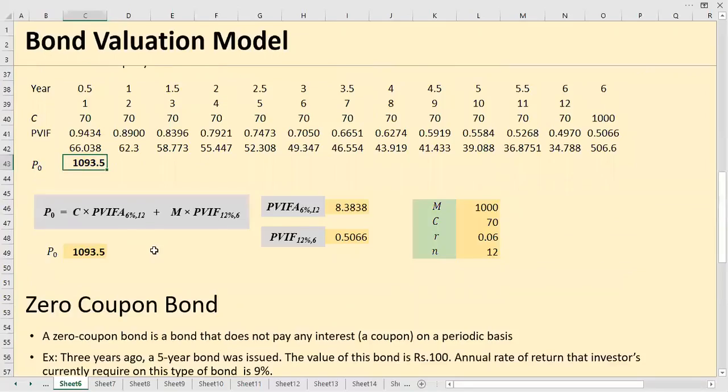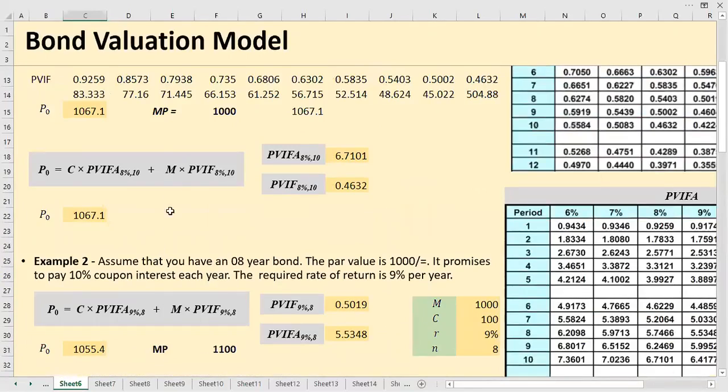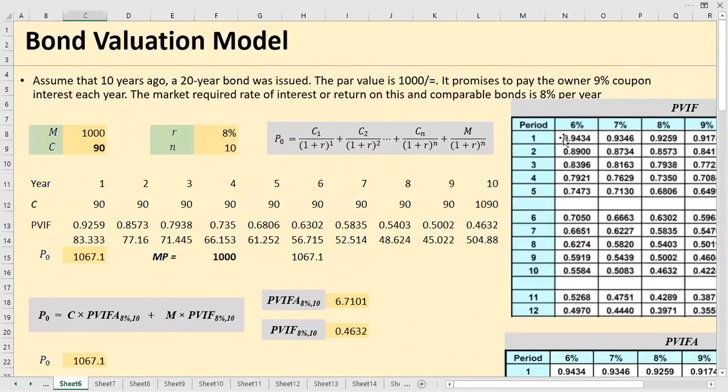Now if you look at this formula, the general formula for calculation of the bond price, can you all see this? Yes. Right. So based on this formula, we calculated the price.